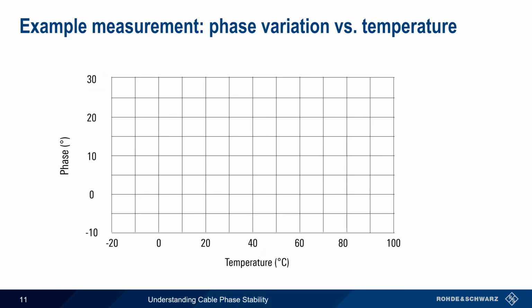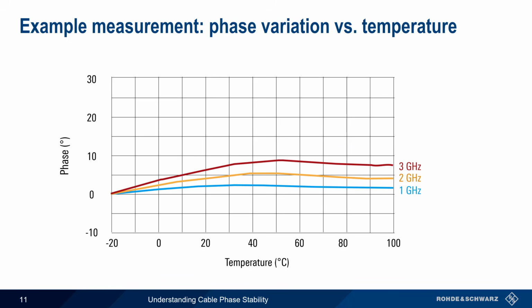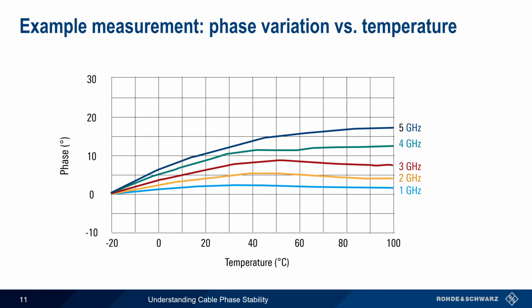Here's an example measurement of phase variation as a function of temperature. -20 is used as the temperature for the reference phase, and we see that at 1 GHz, phase variation increases by a few degrees up to about +20 Celsius, and then remains roughly constant. Similar behavior is seen at 2 GHz, 3 GHz, 4 GHz, and so on. The set of traces shown here is typical in that phase variation tends to increase with both increasing temperature and increasing frequency.